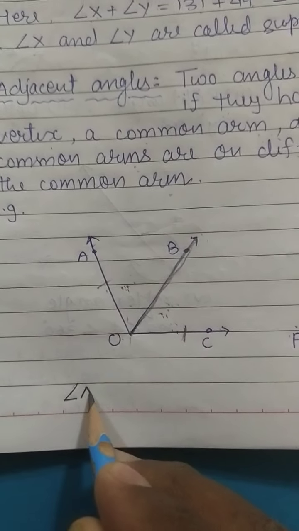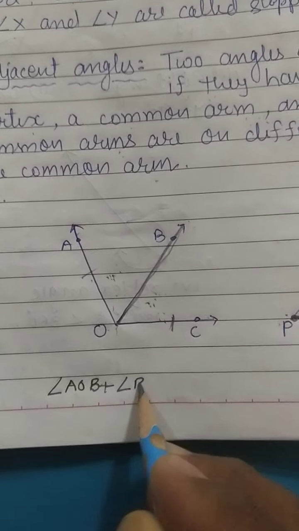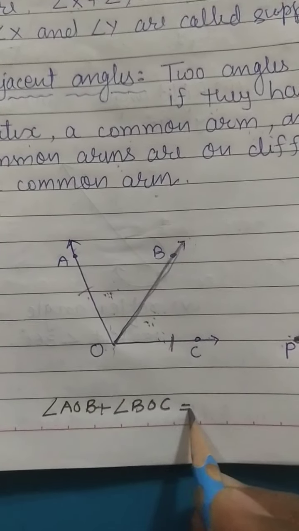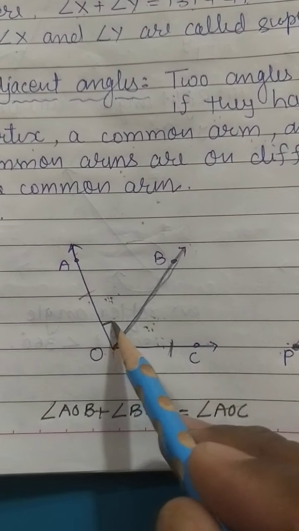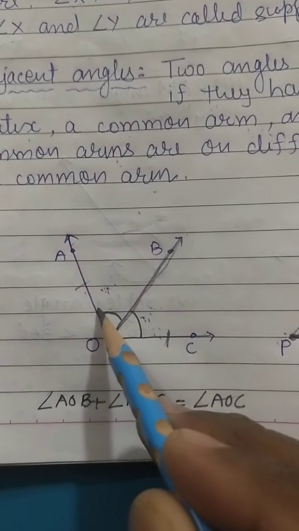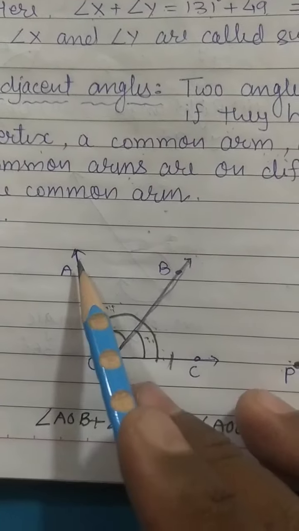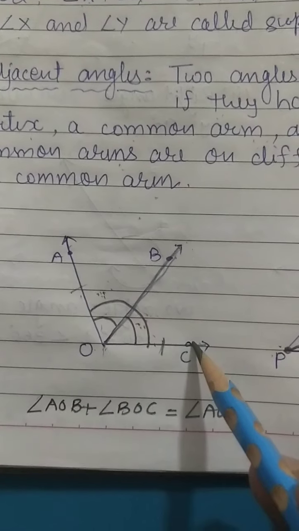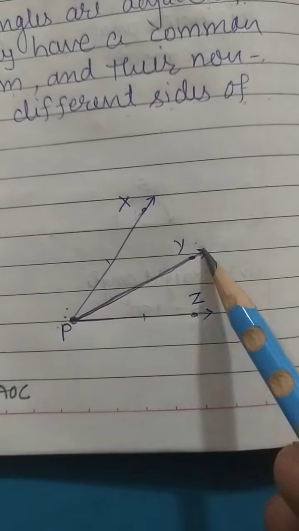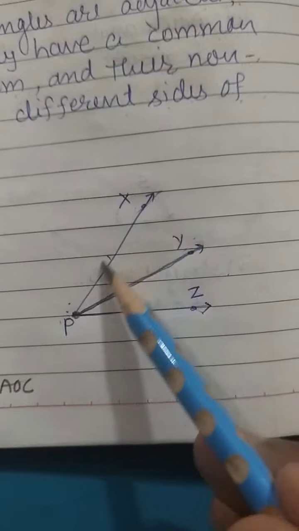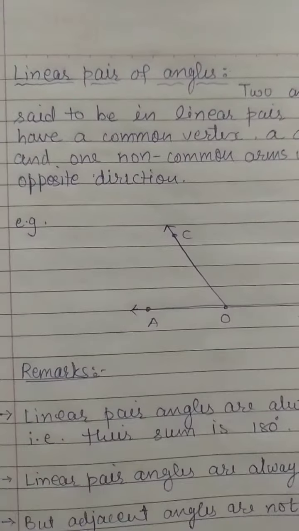Angle AOB plus angle BOC is equal to angle AOC. This means when this angle and this angle are both added, the whole angle is formed, right? So it is written that angle AOB plus angle BOC is equal to angle AOC, and in the same way you can write here that angle XPY plus angle YPZ is equal to angle XPZ. Okay, now move further.